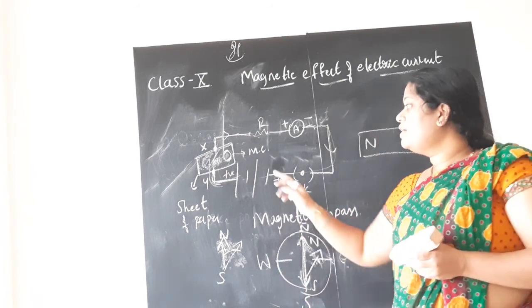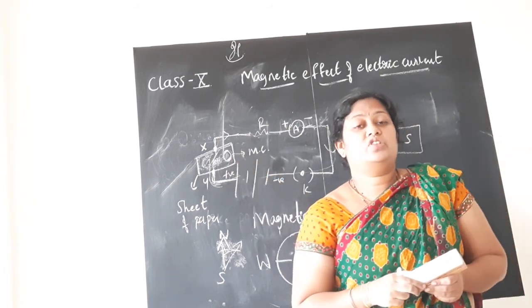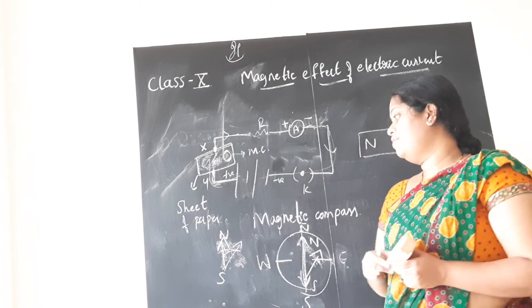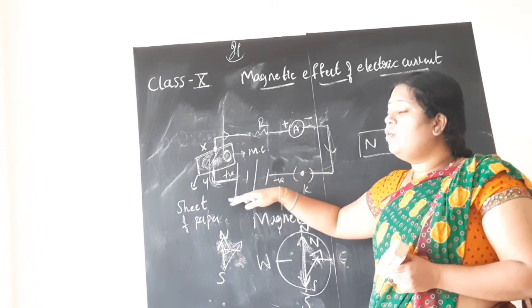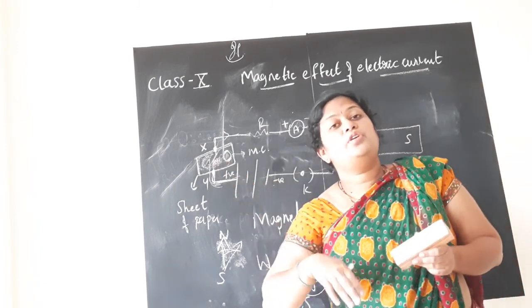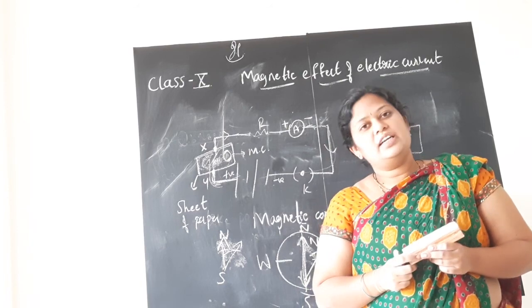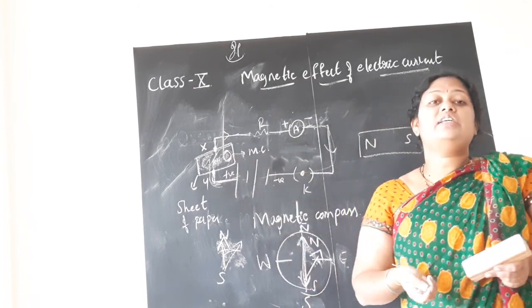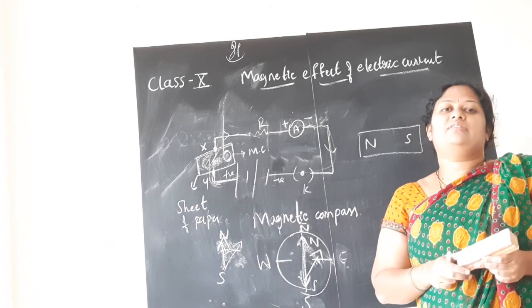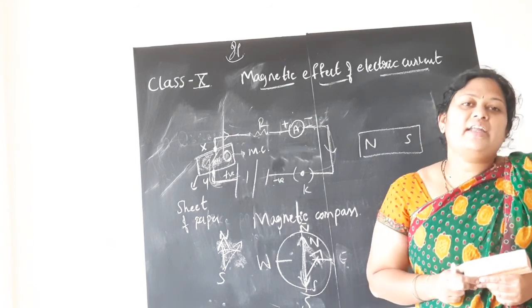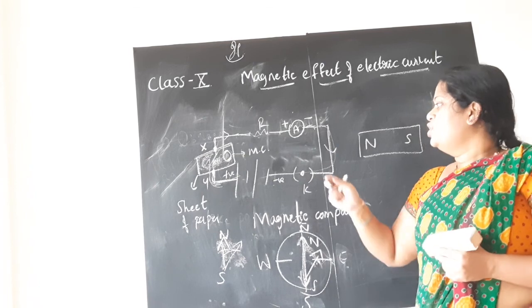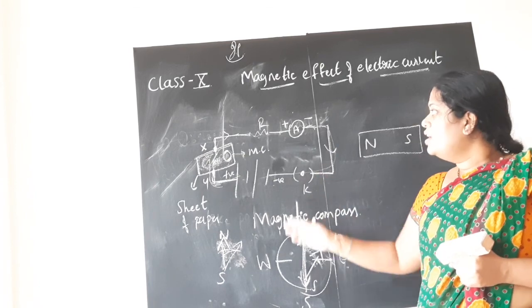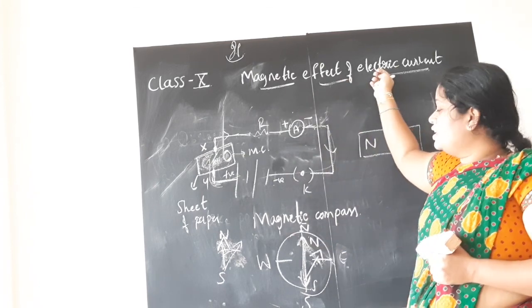Hence, we call it the magnetic deflection, children. We call it the magnetic deflection. So, the current flowing in the circuit is producing the magnetic field, isn't it? Only when it is producing a magnetic field can we see the momentary deflection taking place inside the magnetic compass, children. So, this is a best example of the magnetic effect of electric current.